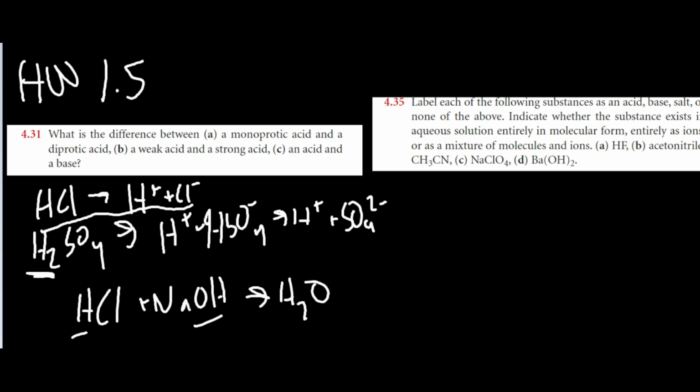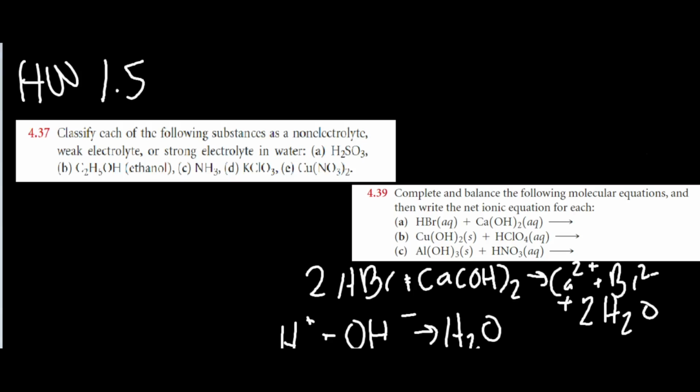Now, for Ba(OH)2, this is on the list of your strong bases. So this will be a base, and it'll be entirely ions because all of it will break up. So yeah, that's 31 and 35. Alright, 37. Classify each of the following substances as non-electrolyte, weak electrolyte, or strong electrolyte. So to clarify, an electrolyte is something that ionizes well and conducts electricity well. So we want to see things that ionize.